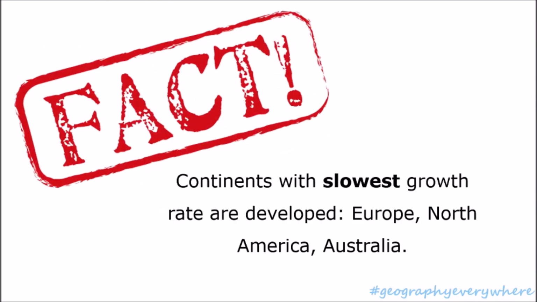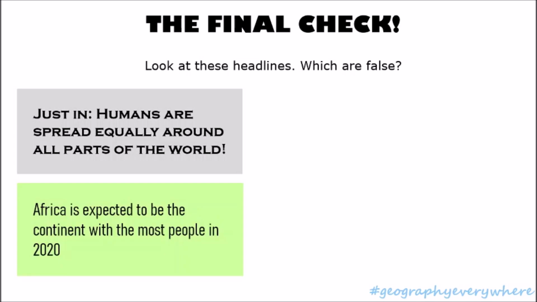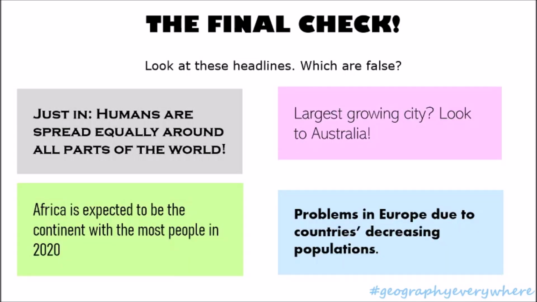Fact: continents with the slowest growth rate are developed, like Europe, North America, and Australia, like we saw in this last map. The final check. Look at these headlines. Which are false? Pause the video and allow yourself 2 minutes to work them out. When you're done, press play and check your answers.